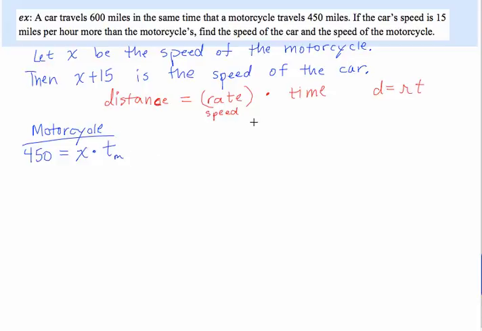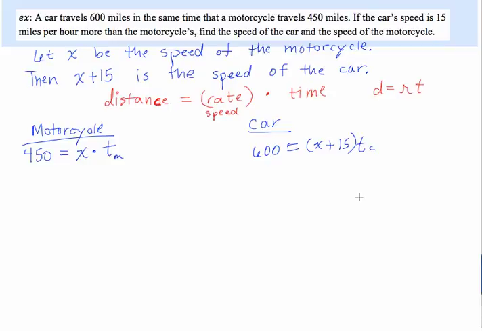Okay, now let's go over here and look at the car. The car can travel 600 miles, so that's its distance, is equal to its rate. Well, the rate at which the car travels is x plus 15. Make sure you don't forget those parentheses. Times the time for which the car travels, and we don't know what that is either.